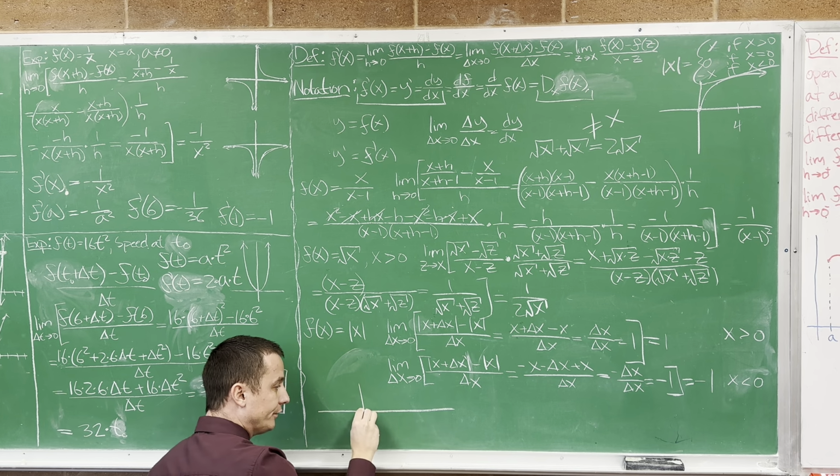So pictorially, since our function was a v, our intuition was telling us it should be undefined. But actually, when we work through the math, we still get that it's undefined. Approaching 0 from the left, we get negative 1. Approaching 0 from the right, we get positive 1. So the limit doesn't exist at that point.